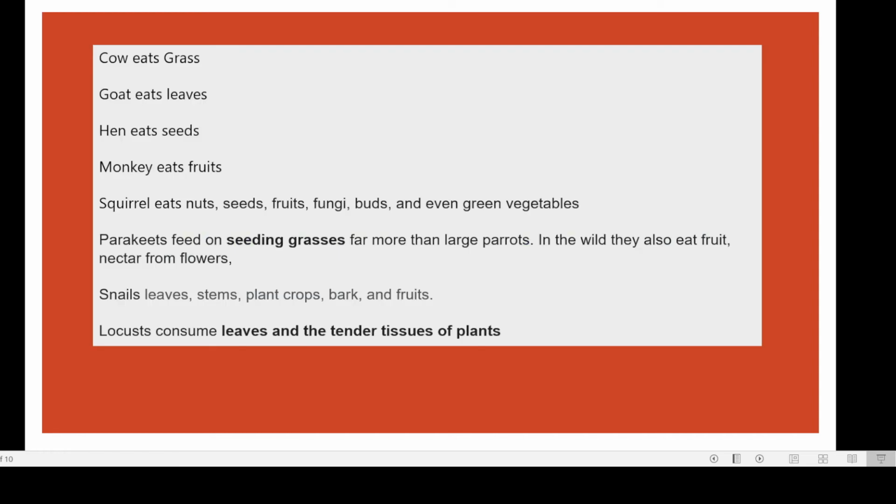Now let us see what these animals eat. Cow eats grass, goat eats leaves, hen eats seeds, monkey eats fruits, squirrel eats nuts, seeds, fruits, fungi, birds, and even green vegetables. Parakeets feed on seeding grasses. Snails depend on leaves, stems, plant crops, bark, and fruits, and locusts consume leaves and other tender tissues of plants.